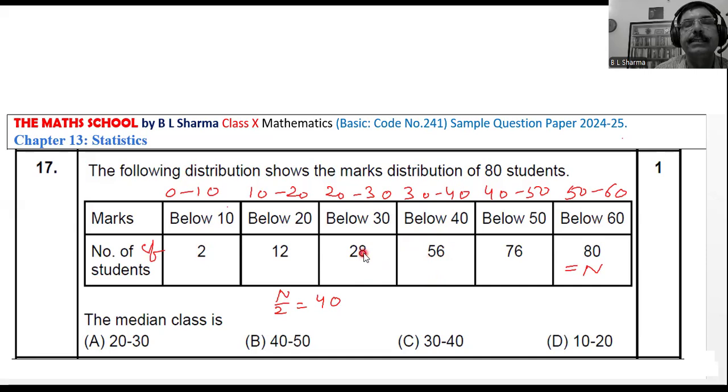It will be in this. 40 कहाँ लाई करेगा. देखिए 28 से ज्यादा और अप टू 56 will lie in this class, and this class interval is 30 to 40. Okay, this class interval is 30 to 40. So you can say that 30 to 40 is the answer of this. This 30 to 40. So C is the correct option.